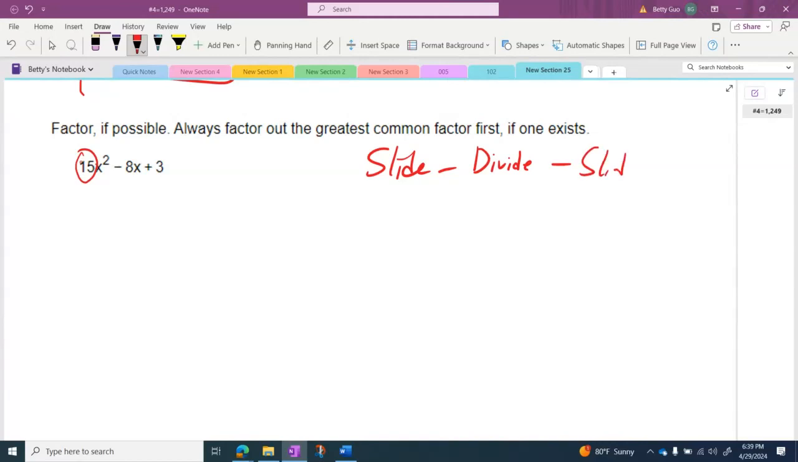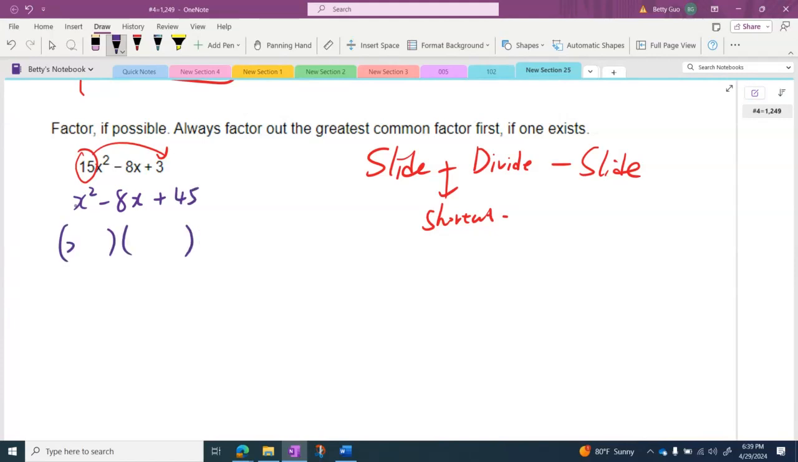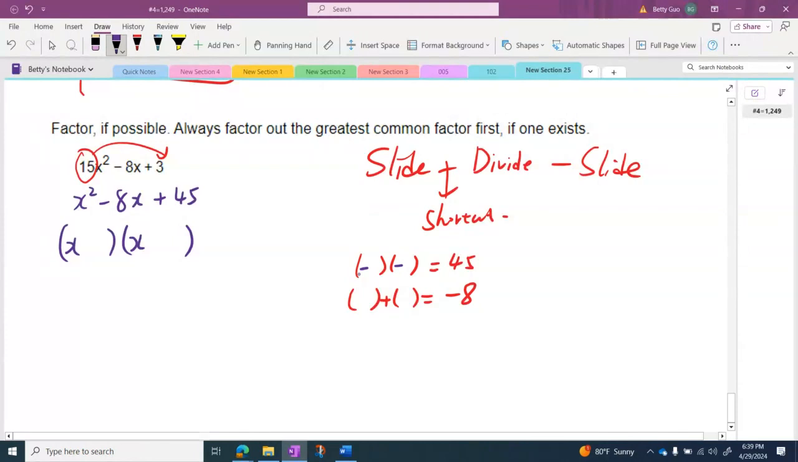Slide divide slide with a shortcut right here. Okay, slide, create a new trinomial, x squared minus 8x plus 45. Shortcut. We need to find the two integers that multiply to 45 and add up to -8. The two numbers must both be negative for that to happen.